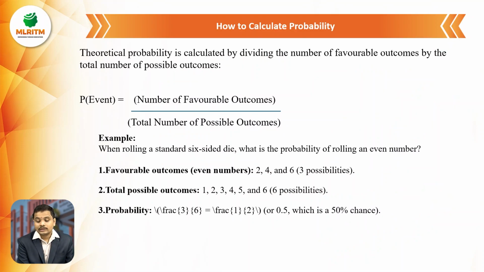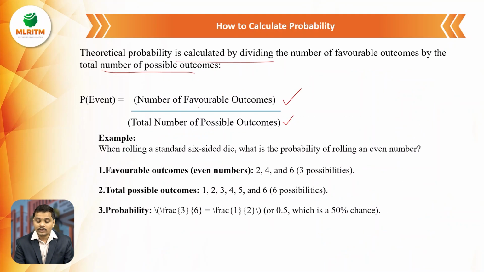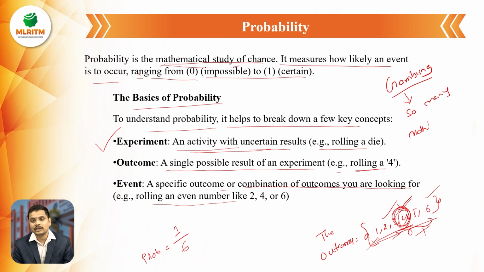How will we calculate it? Theoretical probability is calculated by dividing the number of favorable outcomes by the total number of possible outcomes. P of the event is equal to the number of favorable outcomes divided by the number of possible outcomes. Suppose we take the activity of rolling a die and want to get a 4. For getting a 4, only the 4 is favorable, so 1. Total outcomes are 6. So the probability is 1 by 6.